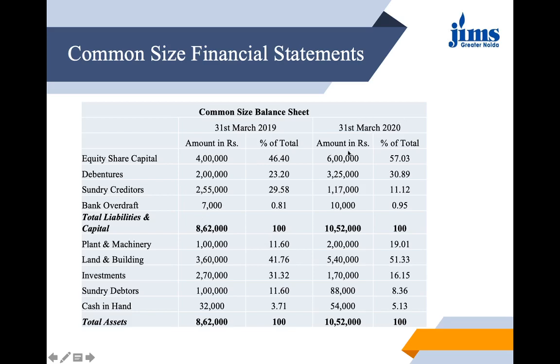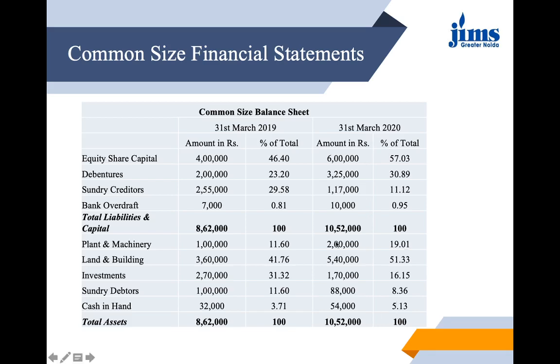Now let us see 2020, the next year. Here also we have performed the analysis. In the same way, let me tell you how I have calculated this 57.03%. I have taken 6 lakh equity share of that particular year only, multiplied it by 100 and then divided by the total, that is 10,52,000, and this comes out. I have taken these amounts up to 2 decimal places only, because the amounts basically signify money and percentages are calculated to 2 decimal places only.